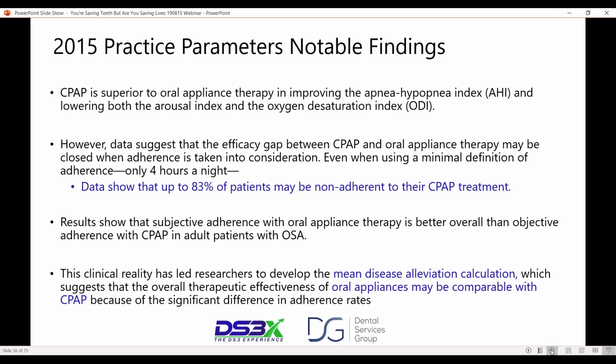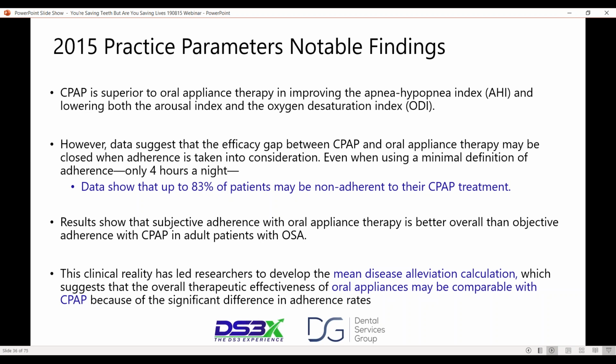Yeah, it's saying that the data shows that up to 83% of the people are non-adherent to CPAP. And I think the take-home messages we have in blue, when we look at how much this reduces your health risk, or the words they use here, the mean disease alleviation calculation, oral appliances may be comparable to CPAP because of the effectiveness and compliance ratio when you put those two together. And I don't feel it's a step back. It's just looking at it a little differently.